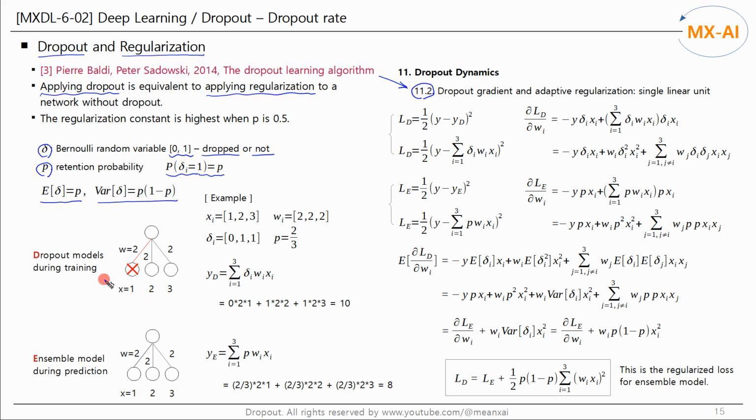Let's use the previous example again. This is one of the dropout models during training. The first neuron is dropped. So delta is 0, 1, and 1. Assume all weights W are 2. The input X are 1, 2, and 3. The probability P is 2/3. The output YD of this network can be expressed as follows, which is equal to 10.